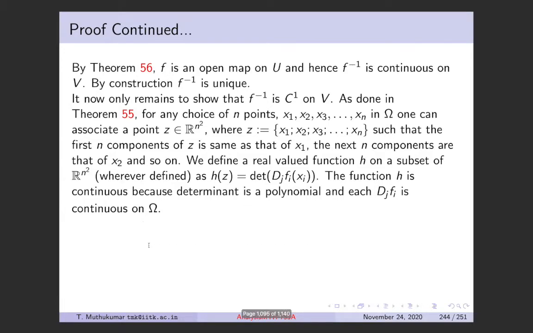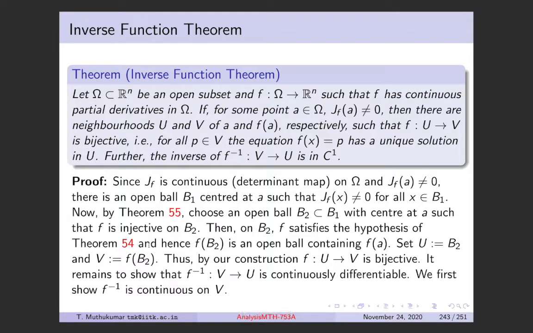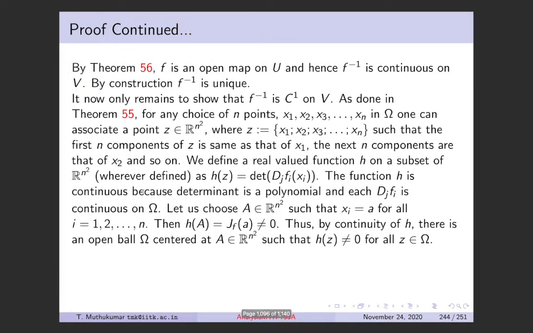Am I using the same omega? Yeah, so this omega is different, okay? It's actually this should be some open ball centered at A such that h of z is not zero for all z in that open ball. So this omega is not that omega, okay? That's a mistake. I should have used a different notation here. Okay, so there is some open ball centered at capital A such that h of z is not equal to 0 for all z in that open ball.